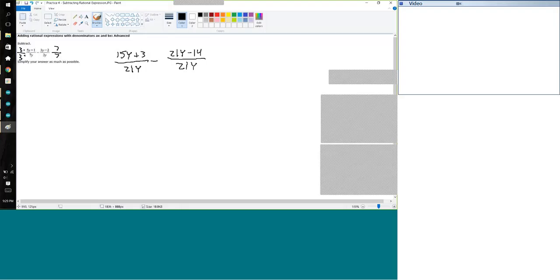Again, I want to keep track of that negative, so I'll rewrite it with 15y plus 3 minus, and then in parentheses, 21y minus 14. All divided by our 21y now. So that lets me distribute that negative through, so I get 15y plus 3 minus 21y, and negative times a negative is going to make positive, so positive 14 divided by 21y.